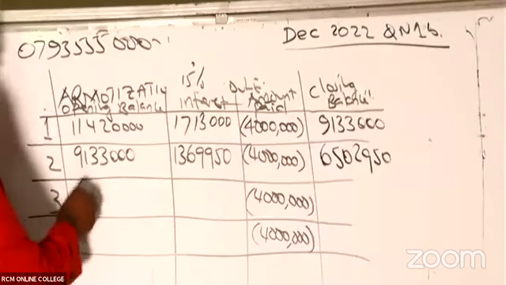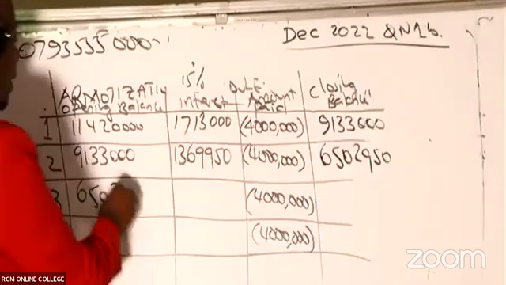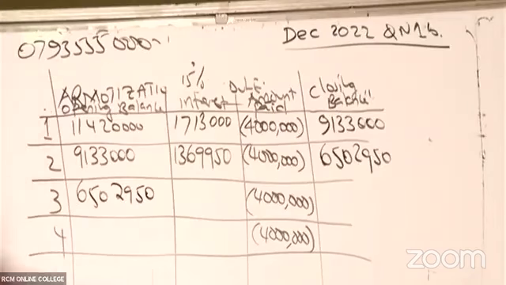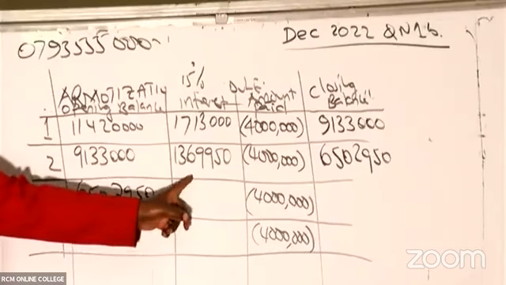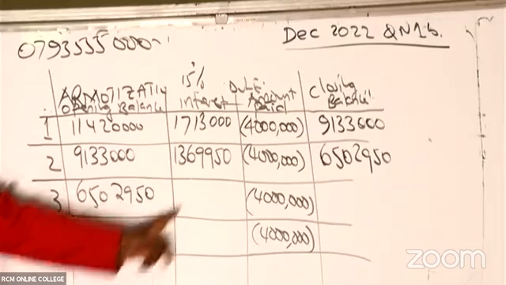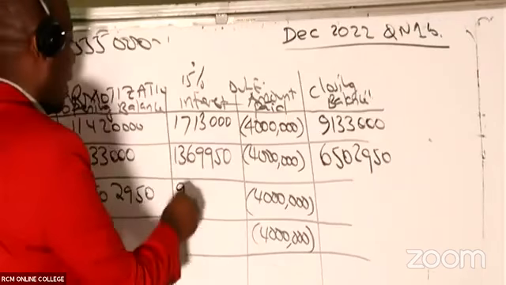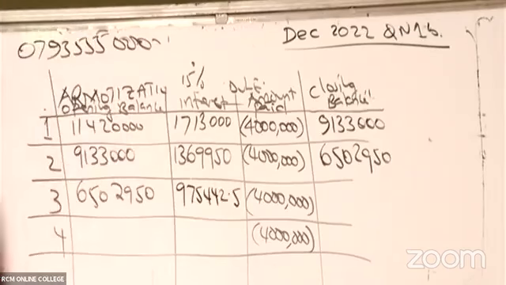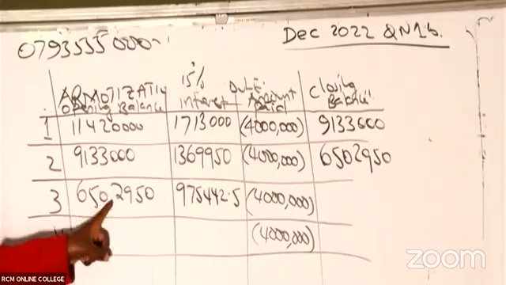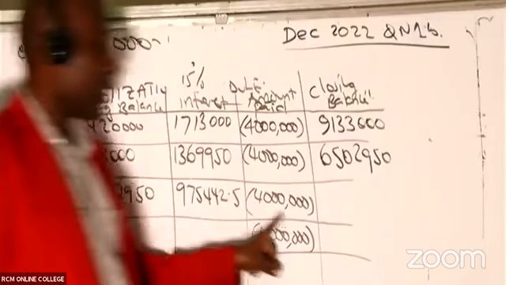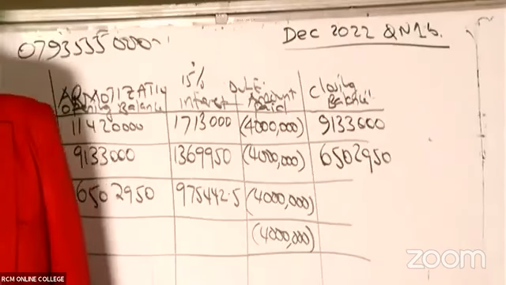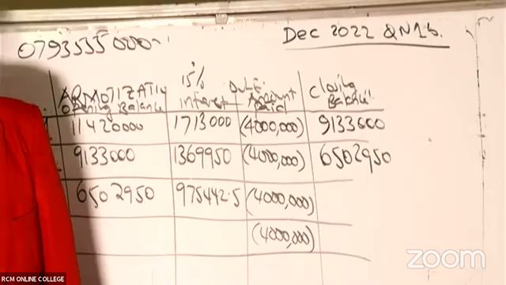So we have here 650.29.50. Please give it interest. 975,442.2.5. Thank you so much, Ngera. Great. So take this, you add here, you subtract the 4 million, give me the closing balance. Is there somebody who is able to give me the closing balance pretty fast? It is 347,839.